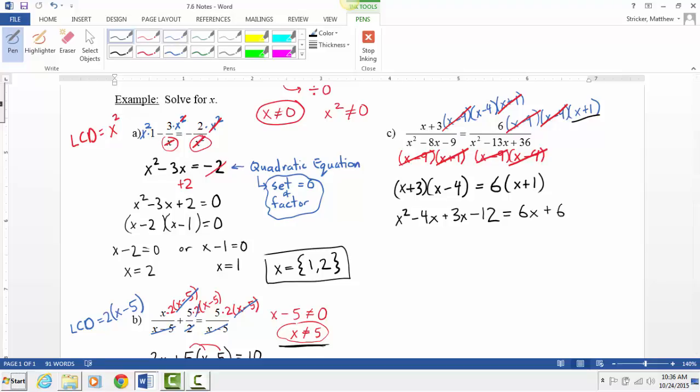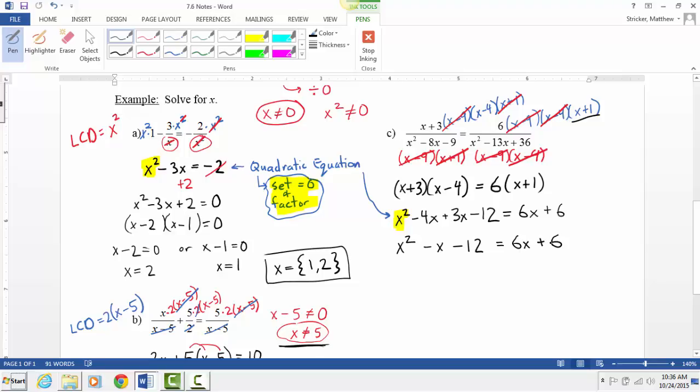And look again here, what kind of equation we have. Notice there's this x squared, just like example A had the x squared. That means we have a quadratic equation, which means we need to go back through and go through the same process. We need to get everything set equal to 0, and we need to factor. So first of all, combining like terms, I have x squared, negative 4 plus 3, that's negative 1x, or negative x, minus 12, equals 6x plus 6.